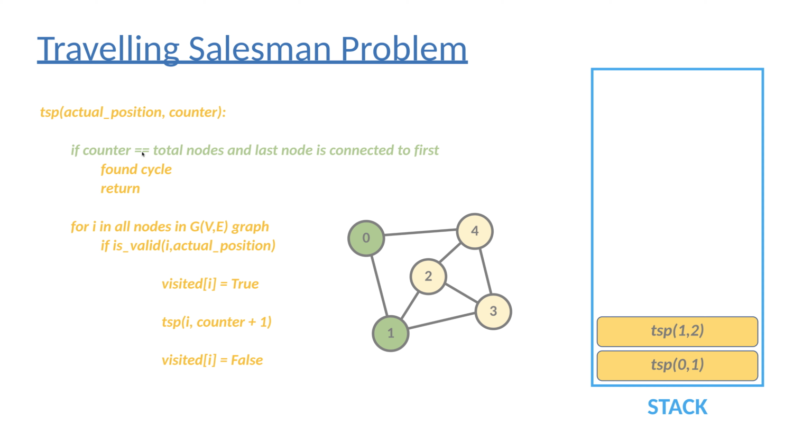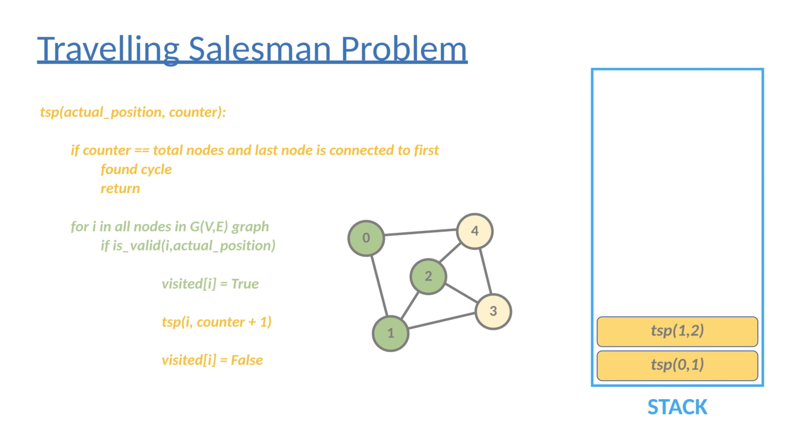Of course, the counter is not equal to the total number of nodes. The total number of nodes, of course, is the number of vertices, 1, 2, 3, 4, and 5 in this case. So we keep going. What do we have to do? We have to consider all the vertices in the graph, and we have to check whether adding that given vertex to the solution is valid or not. Of course, vertex 0 is already visited, so it is not good. Vertex 1 is already visited, so it is not good. But vertex 2 is working fine because it is unvisited and there is a connection between the actual vertex and the vertex with index I.